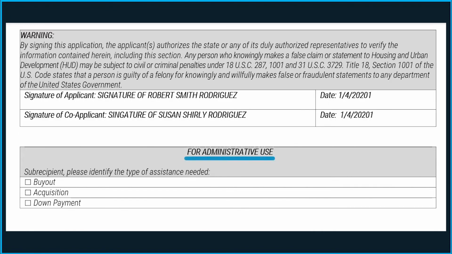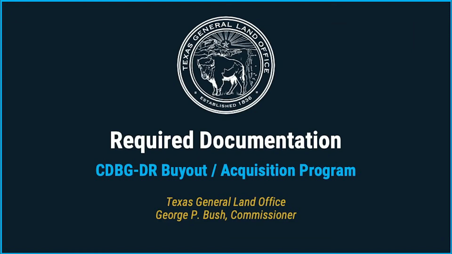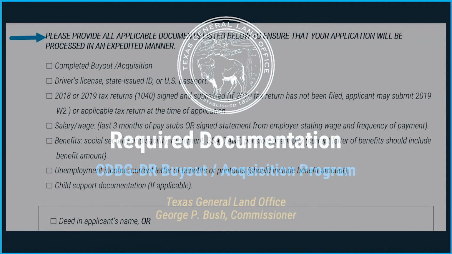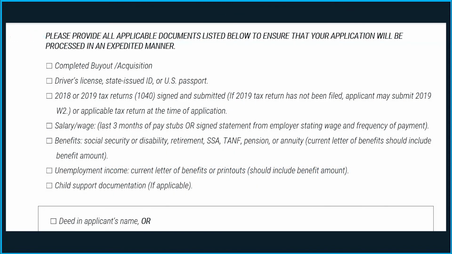The next section is for administrative use, and the applicant can skip the section because it will be filled out by the subrecipient. I will go over this section later in the video. Finally, the applicant will need to ensure they have attached all the applicable documents listed to ensure eligibility. The full list of required documents is on the application and should be checked off by the applicant once attached to the application.